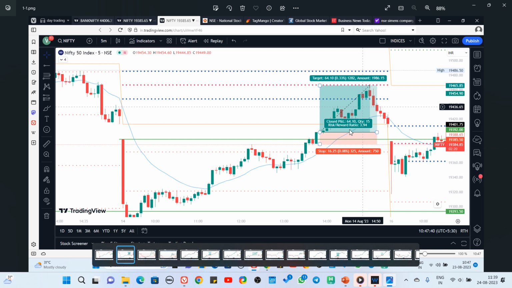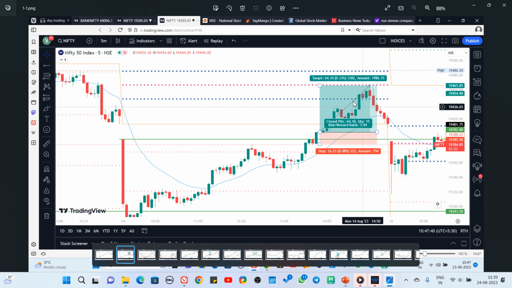So see here, this is the risk reward ratio, 3.94. That means around 1:4 risk reward. You risk 1% and you win 4%. This is how the red candle high breakout strategy appears in the market.